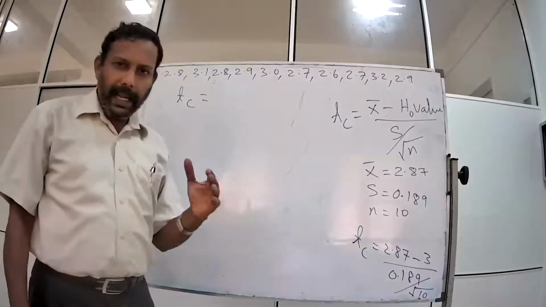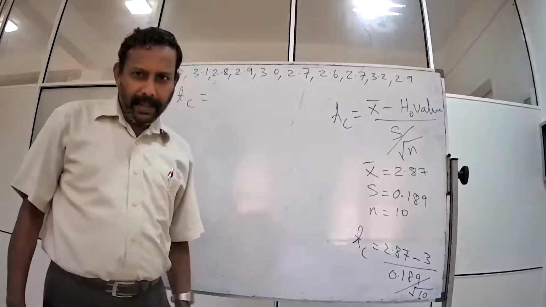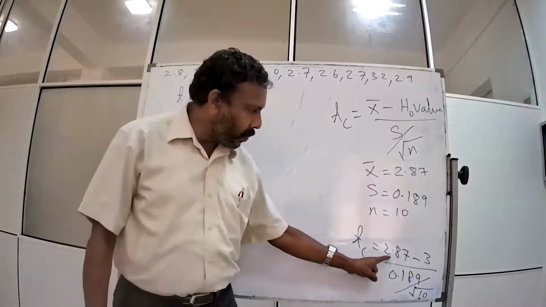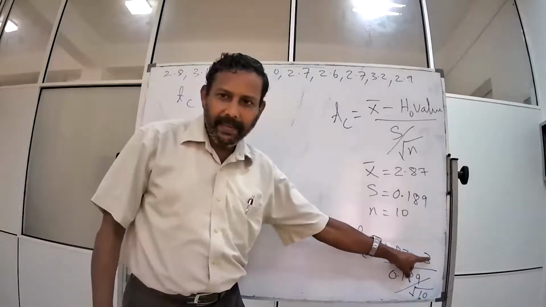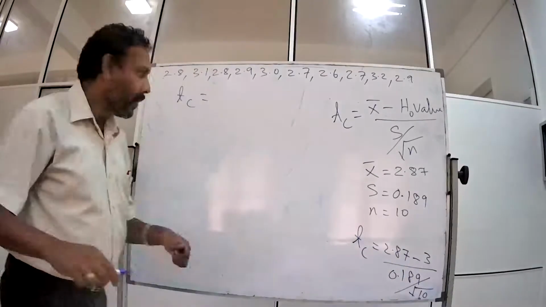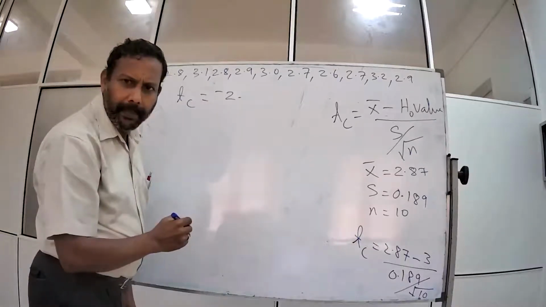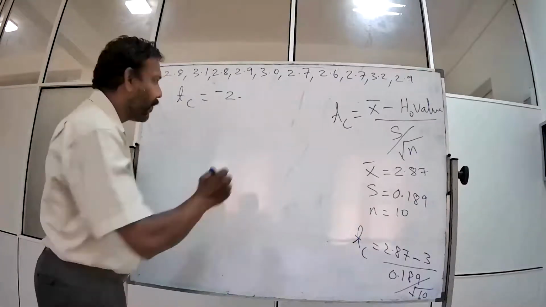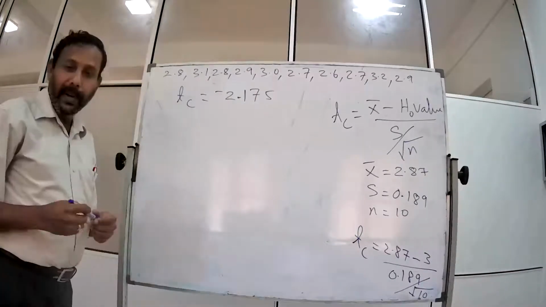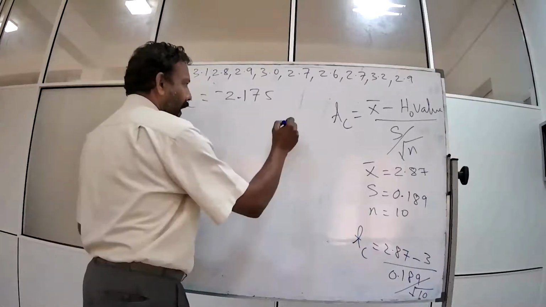So you see here, it is coming in minus. Plus or minus? Minus, yes. Not plus, because this is 2.87 minus 3. So here it is minus already, so it can't be plus. So minus 2.175. I will take 175. Minus 2.175. Can you remember what we said about our null hypothesis?